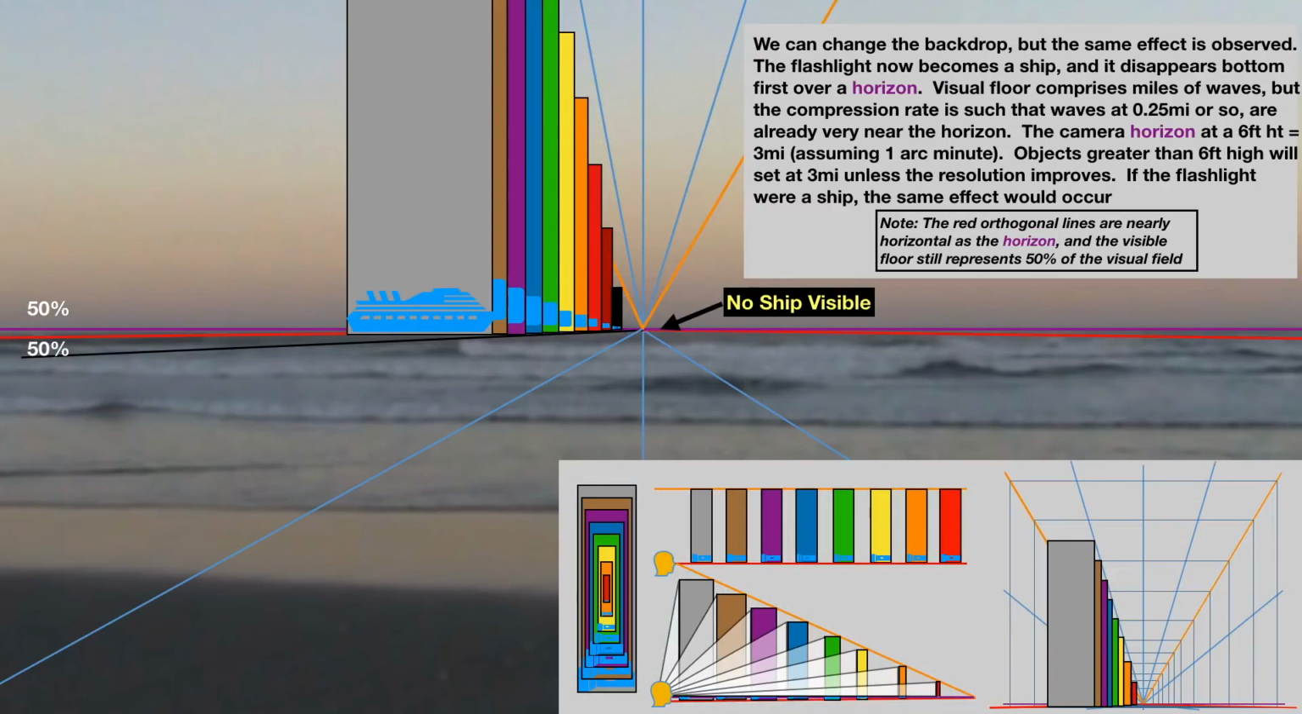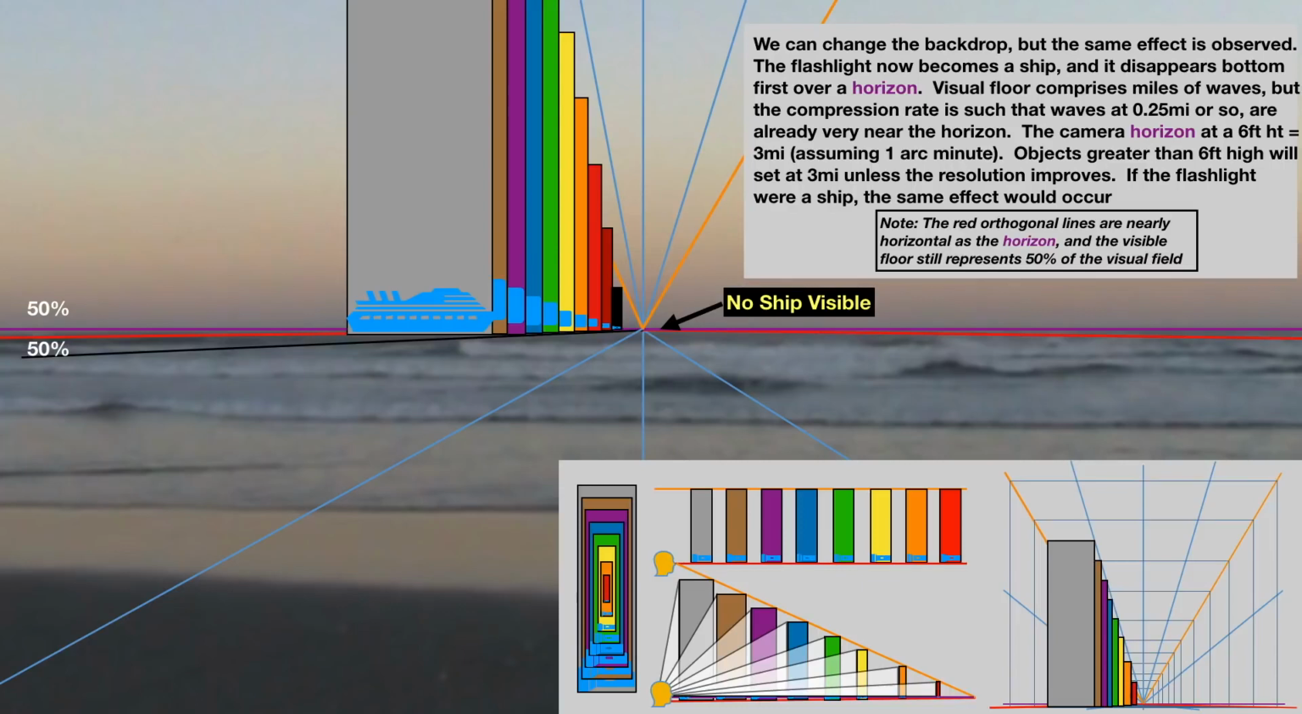So we can change the backdrop now, but the same effect is going to be observed. The flashlight now becomes a ship, and it disappears bottom first over a horizon, just like our light did. The visual floor comprises miles of waves, but the compression rate is such that the waves at 0.25 miles or so are already very near the horizon.